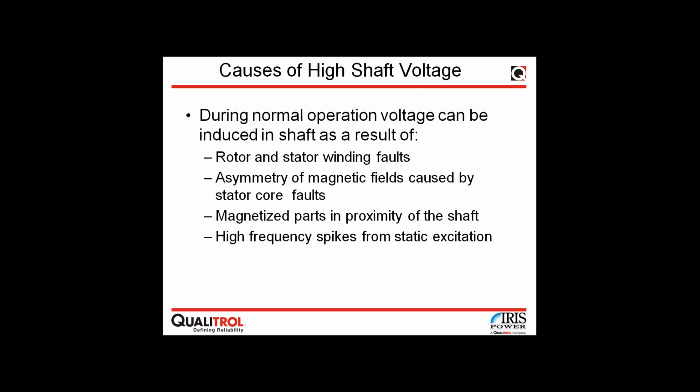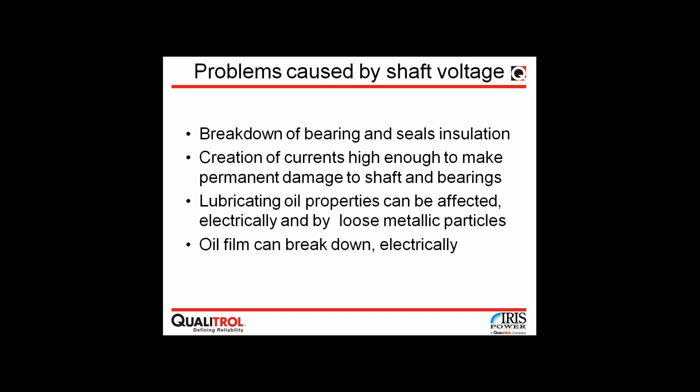And as a result of that, there might be some problems which could be, again, misdiagnosed as mechanical problems rather than electrical problems. The reasons for high voltage on a shaft could be faults, asymmetries, or magnetized parts in proximity of the shaft, given that we need only three elements in order to produce a voltage and current. We need a magnetic ambient, we need a conductor, and we need a rotational speed. So if we find magnetic parts somewhere, we already have a shaft which is spinning, so that's also a conductor. And that is enough to create the shaft voltage.